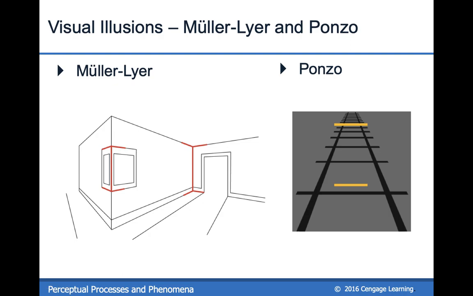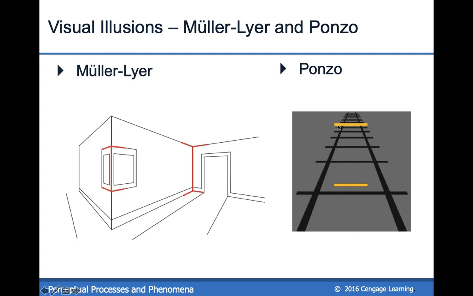Again, if you cover up the little bars using your hand or maybe a piece of paper, you can actually see that they're the exact same. It's because this one is viewed as being closer, this one's being further away, that we actually view them as being different lengths. Same with the Ponzo illusion here.